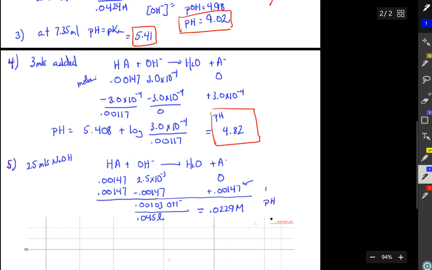And that is OH. And pOH is like 1.64. pH ends up being 12.36. So we have that point as well at 25 mils.